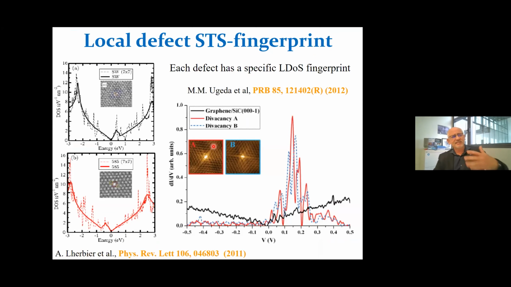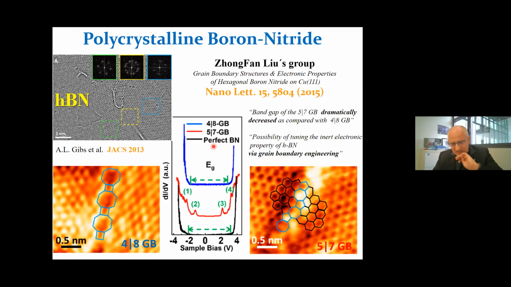So this technique of scanning tunneling spectroscopy is very useful. It has been used in the past for investigating the fingerprint of defects, such as these structural defects, Stone-Wales, or divacancies. But what is really interesting now is that we see we have a value of these boundary states. So let me first introduce this work from Zhongfang Liu, in which they study a polycrystalline boron nitride.